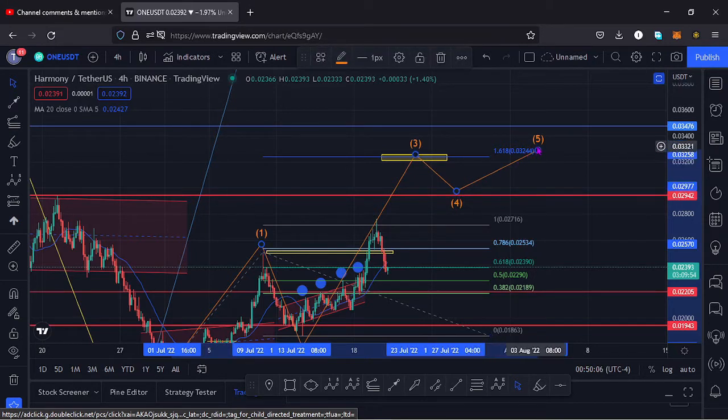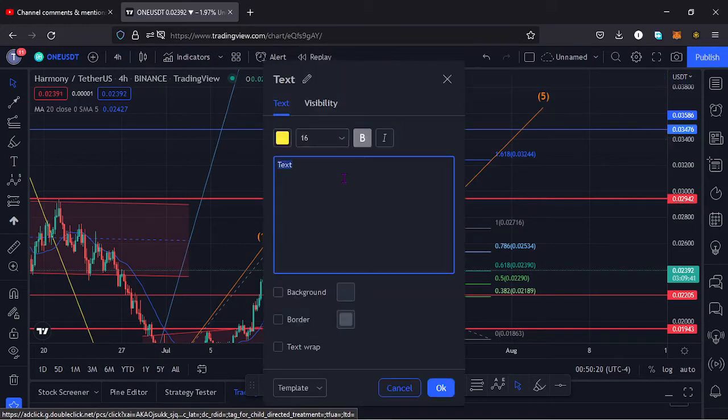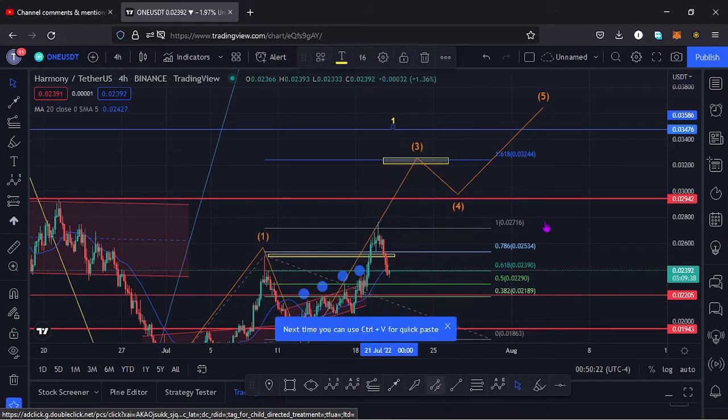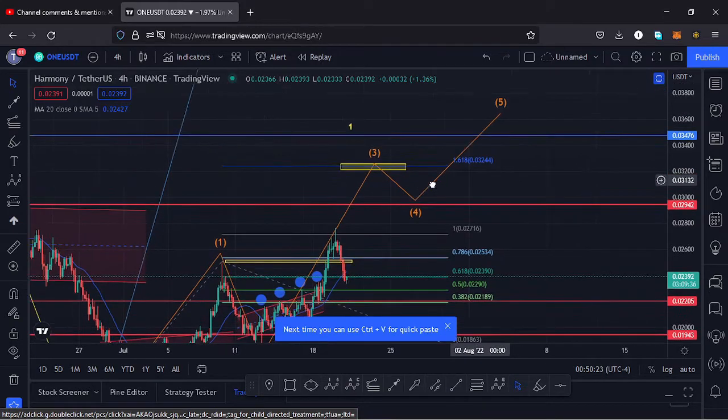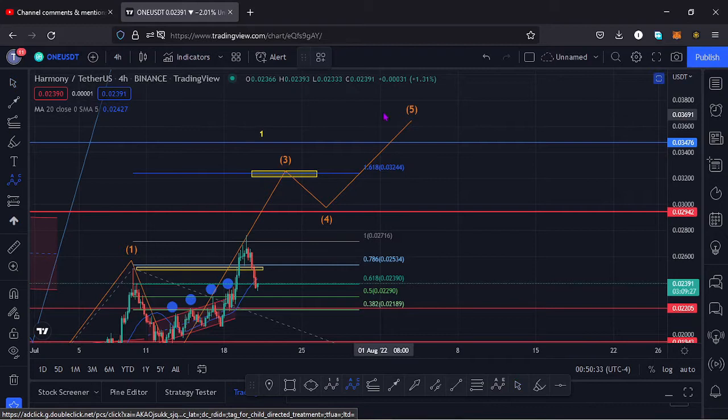Then see a wave 4, and then a wave 5 to the upper side to complete a higher Elliott wave count 1. So once that plays out, this wave, I'll name it as a wave 1 to the upper side, like that. Then once we are done with the 5 wave to the upper side, I would expect to see an ABC correction, like that.